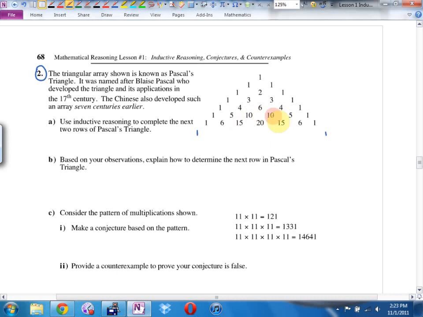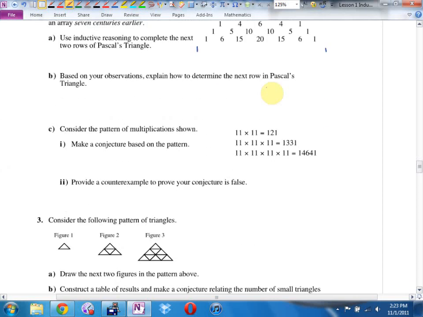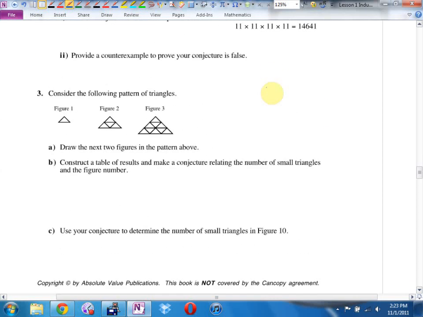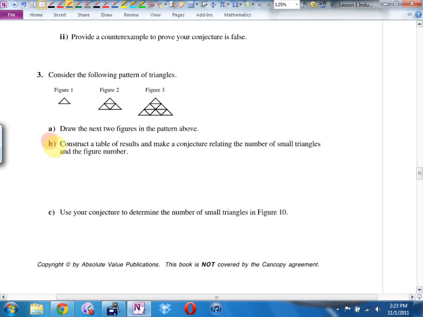Okay. Did I assign number 3? I don't think I did. Did I? Oh, 3, B, and C, because I'm going to pretend that you can figure out the pattern from the first three. You may need to draw one more, but I'm trying to see. The whole point of inductive reasoning is we don't want to write them all out. We want to spot the pattern.